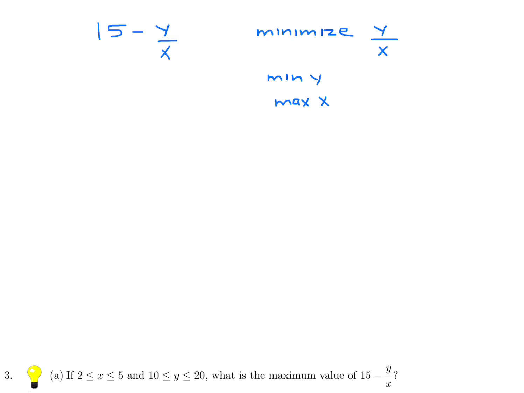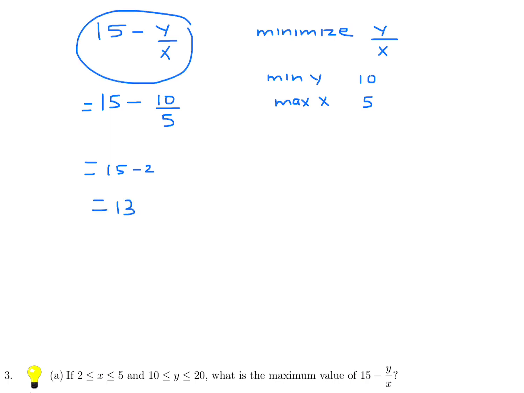So based on the range they gave us, the minimum value of y is 10. And again, based on the range they gave us for x, the maximum is 5 for x. So this becomes 15 minus 10 over 5, and that is 15 minus 2, which is 13. And that's going to give you the maximum value for that expression.